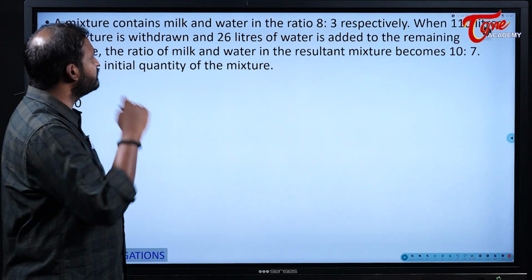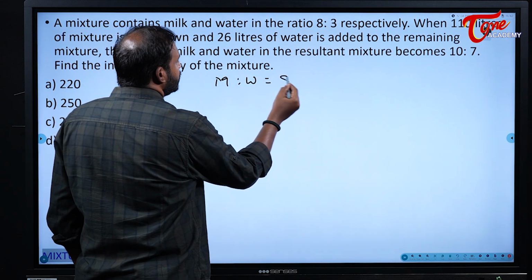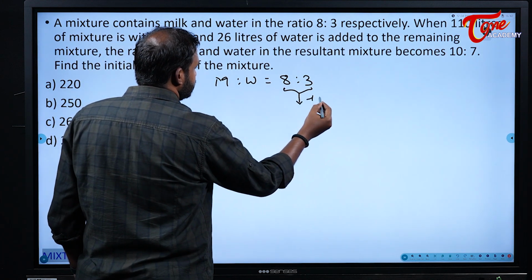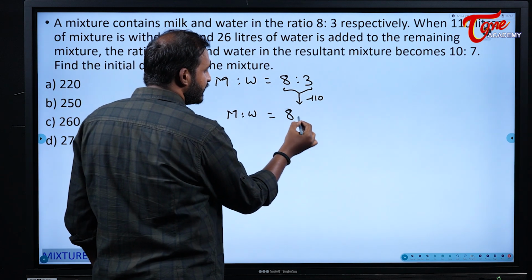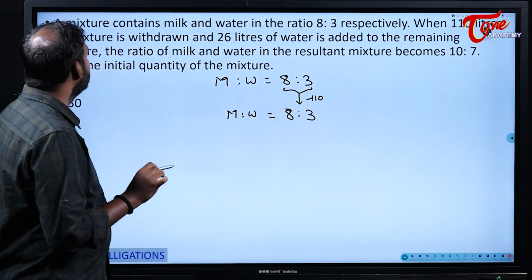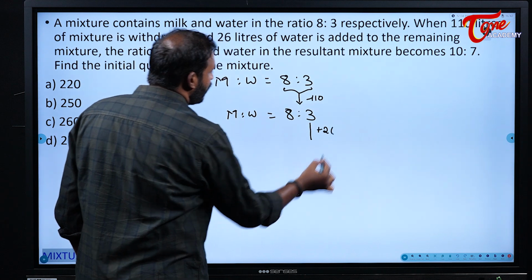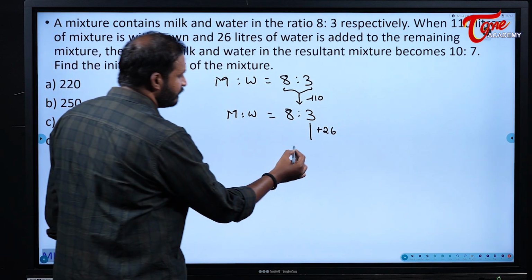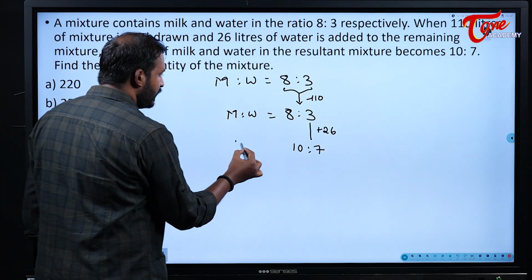Now, see here, a mixture contains milk and water in the ratio of 8 is to 3. When 110 liters of mixture is drawn out, what will be the milk and water ratio? It still remains the same, 8 is to 3 only. The quantity will change, but the proportion will not change. And 26 liters of water is added to the remaining. Then the ratio of milk and water becomes 10 is to 7.